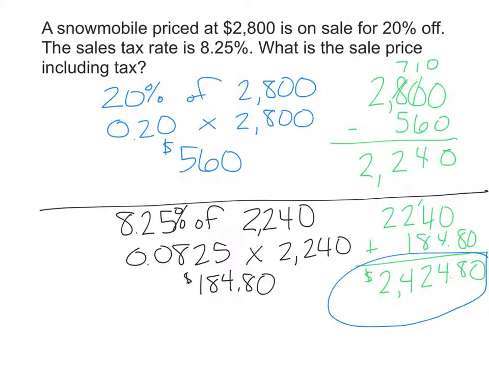So if we look back in the problem, the question asks, what is the sale price including tax? Well, we found the sale price, then we added the tax, so our final cost is $2,424.80. Again, please use these videos and these practice problems to help walk you through some of the word problems on the worksheet that you're going to be working with.